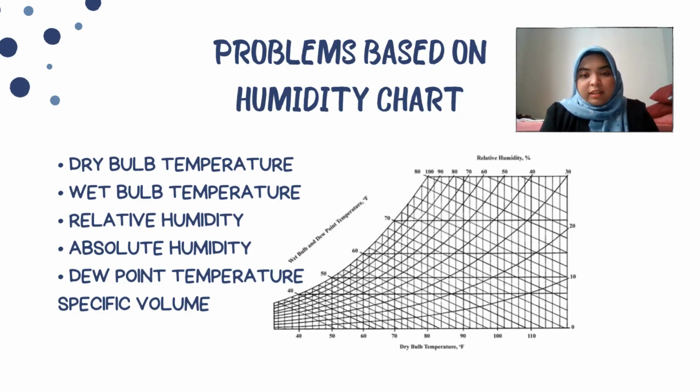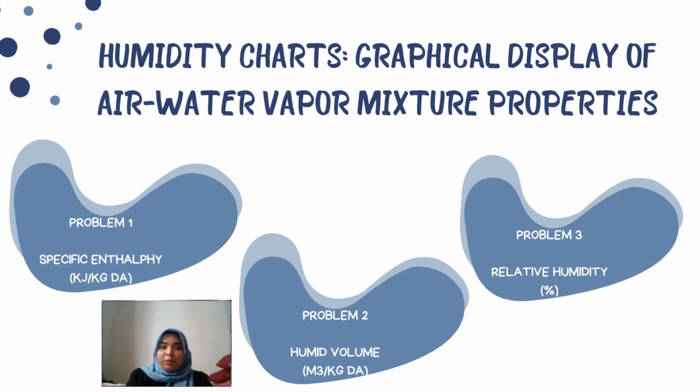The problems based on the humidity chart involve dry bulb temperature, wet bulb temperature, relative humidity, absolute humidity, dew point temperature, specific volume, and also enthalpy. The chart is a graphical display of air-water vapor mixture properties. There are three problems associated: the first one, specific enthalpy, and then humid volume, and also relative humidity.